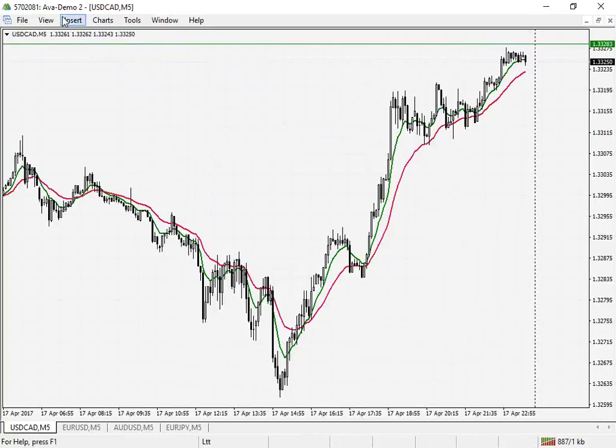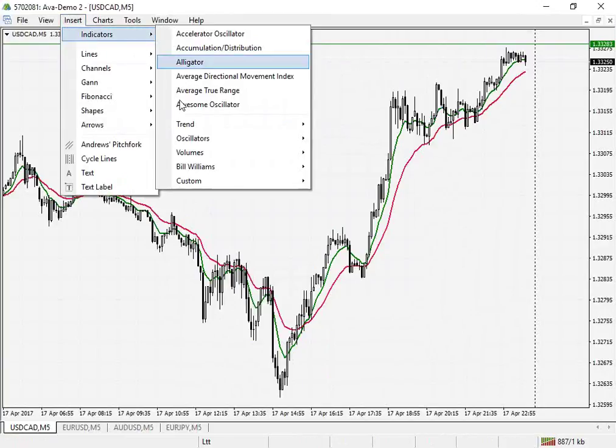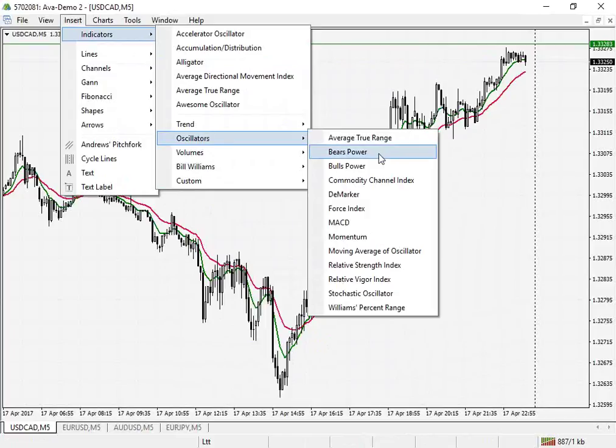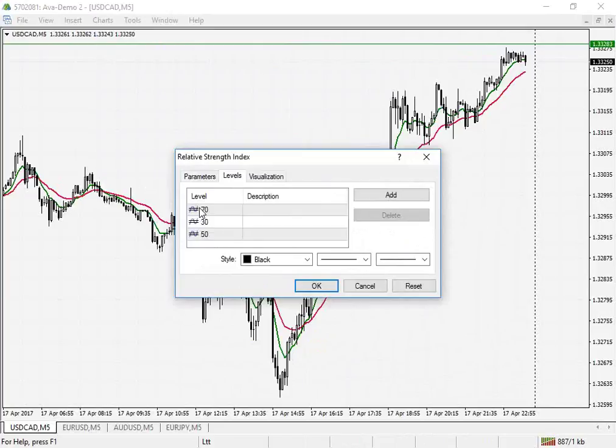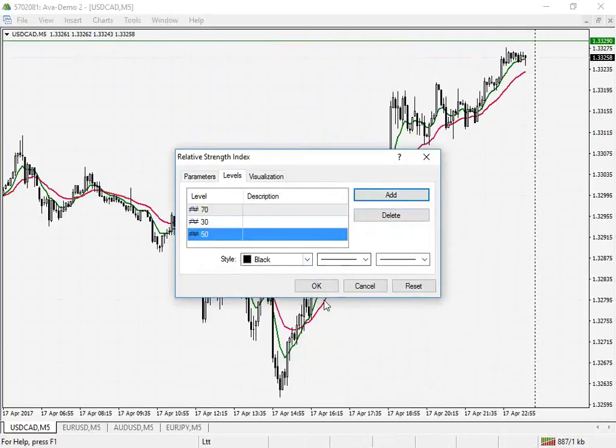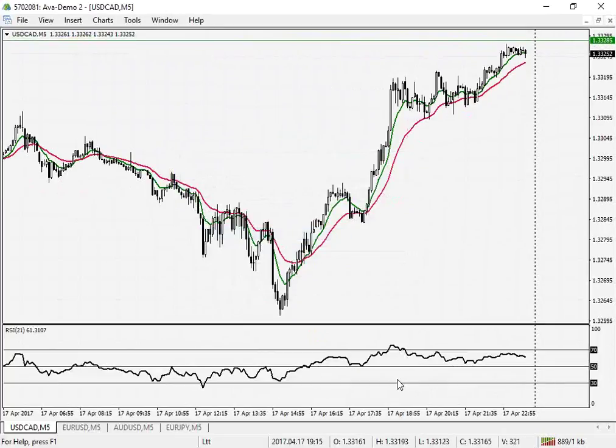Now I'm going to put in my RSI, which is an oscillator, relative strength index, parameter 21, make sure 21 on close. I color code everything black. Levels, you're going to have the 70 and 30. This one will not be there, but you click add and you type in 50. And then click add again, color code everything black, click OK, there's my RSI.